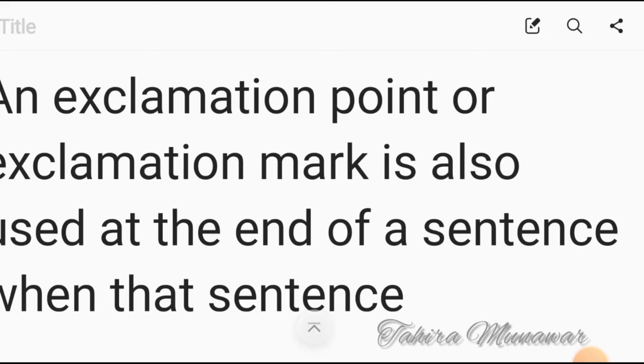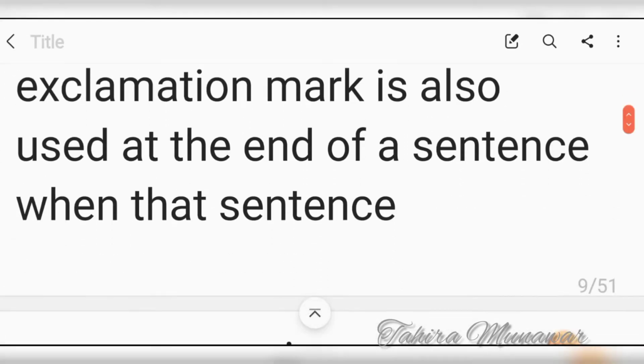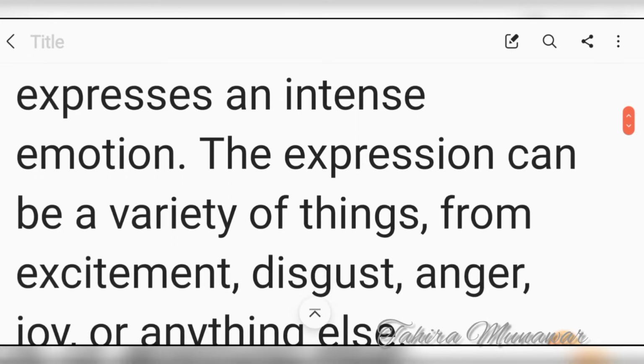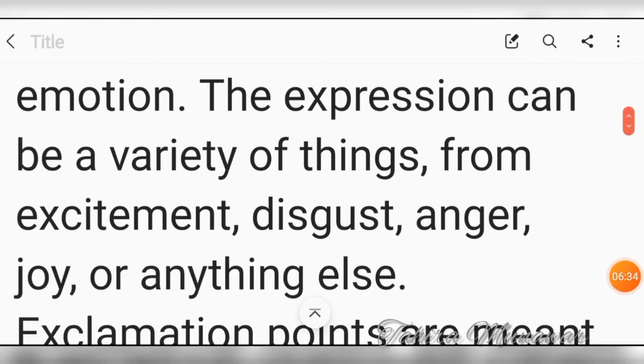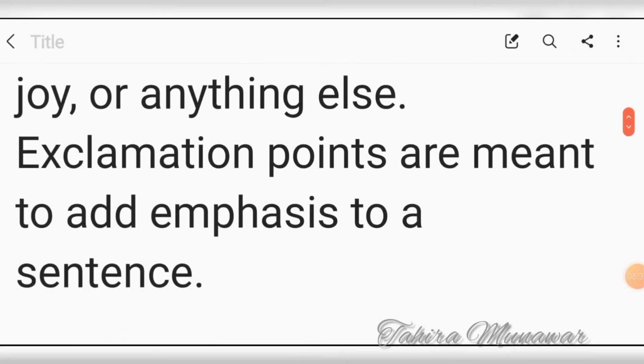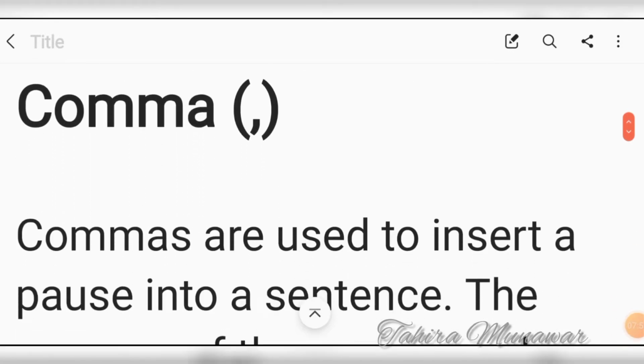An exclamation point or an exclamation mark is also used when a sentence expresses an intense emotion. The expression can be a variety of things, from excitement, disgust, anger, joy, or anything else. Exclamation points are meant to add emphasis to a sentence, showing that a certain character is very excited.